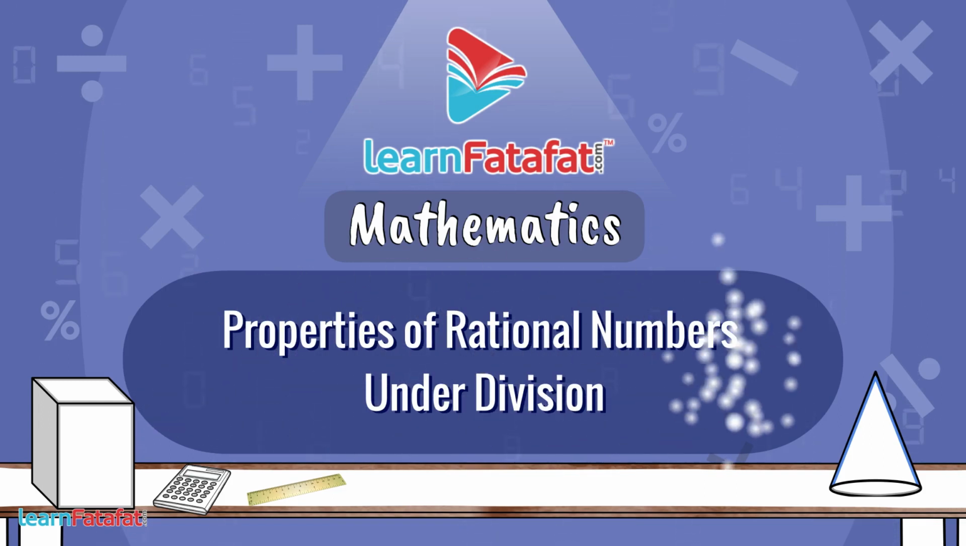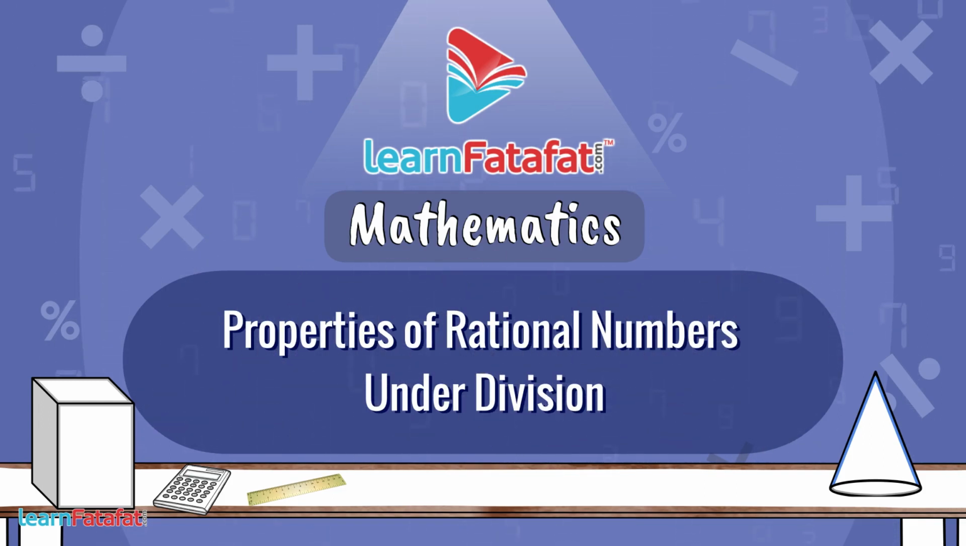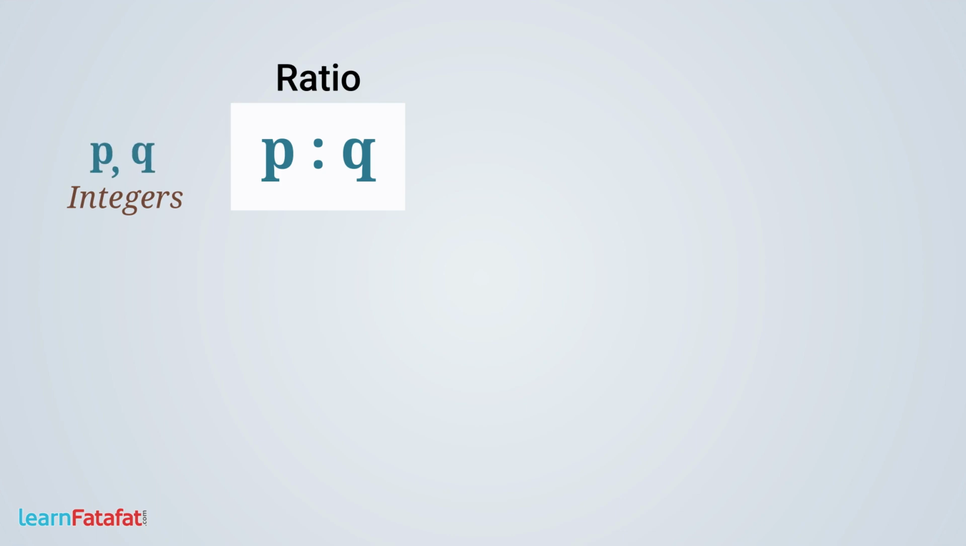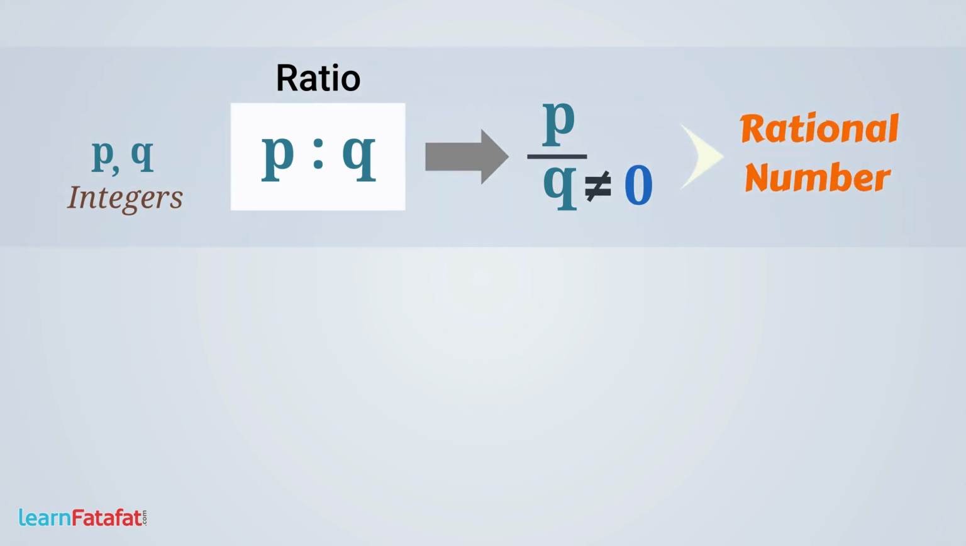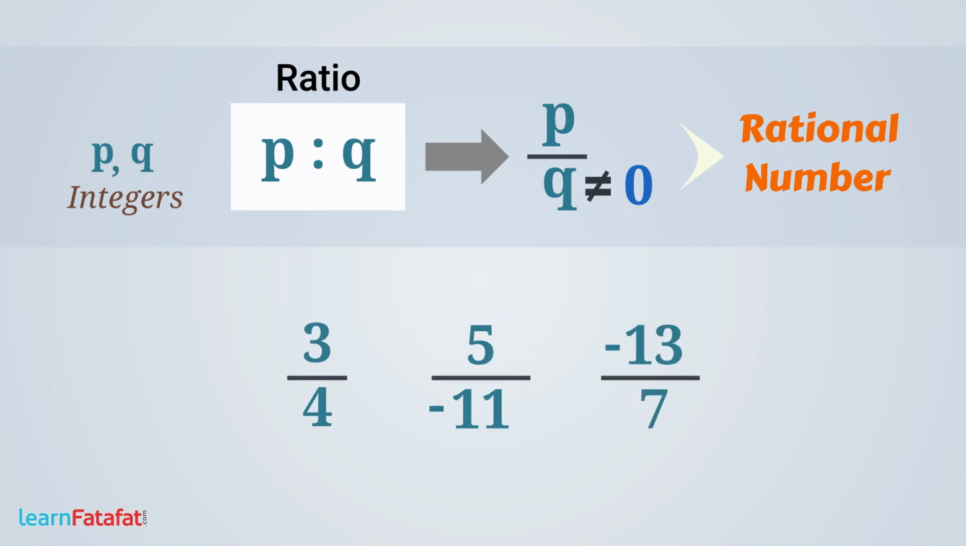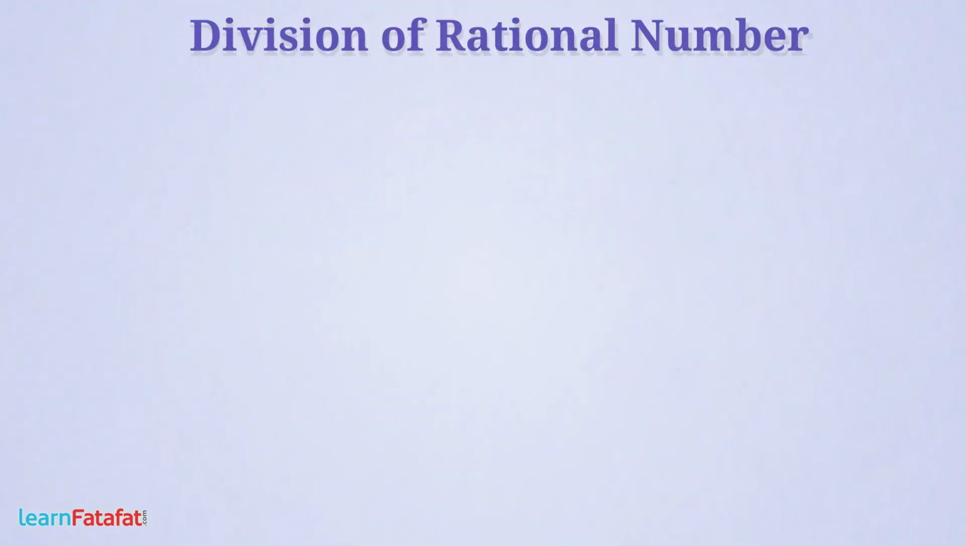Properties of rational numbers under division. Any number that can be expressed in the ratio of integers p and q, that is, in p by q form, such that q cannot be 0, is called a rational number. For example, 3 by 4, 5 by minus 11, minus 13 by 7. Let's learn division of rational numbers.